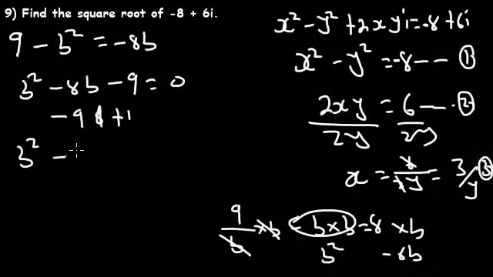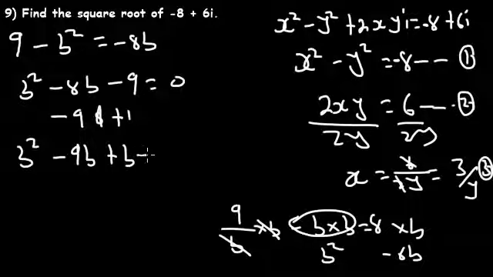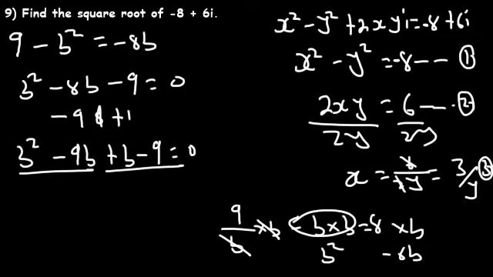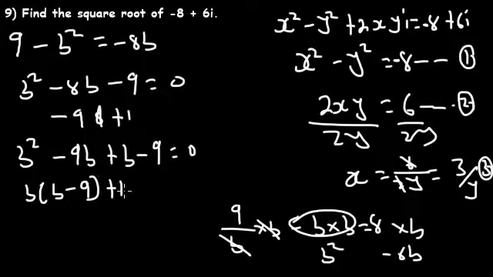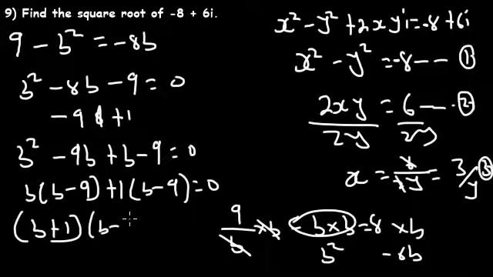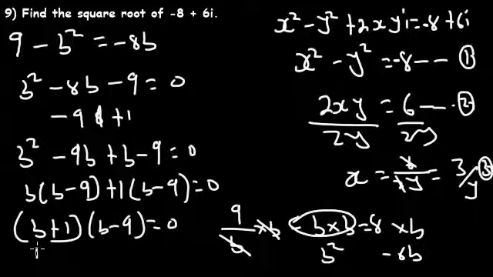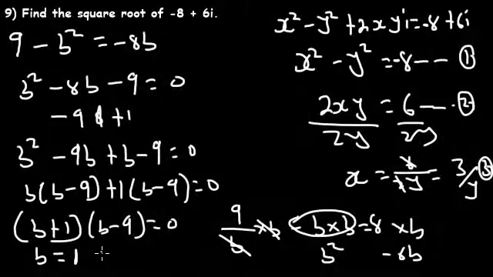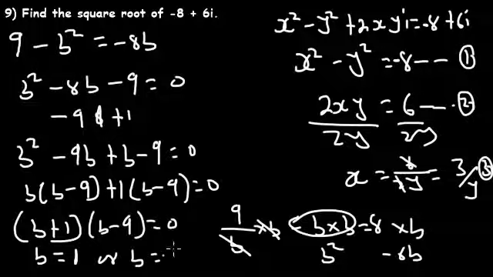Then we have b squared minus 9b plus b minus 9 equals 0. Then factoring out b from here and factoring out 1 from here, we have b in the bracket of b minus 9, plus 1 in the bracket of b minus 9 equals 0. So we can fix the GCF at this point and have b plus 1 multiplied by b minus 9 equals 0. So therefore, the value of b will be equal to negative 1, or the value of b is equal to 9, by the time we set each of them to be equal to 0.